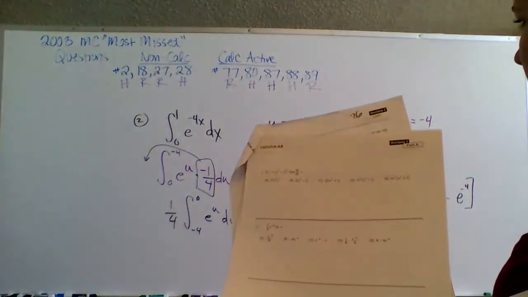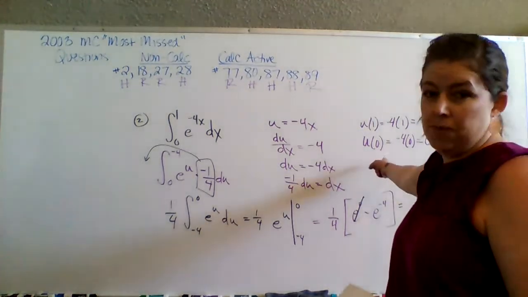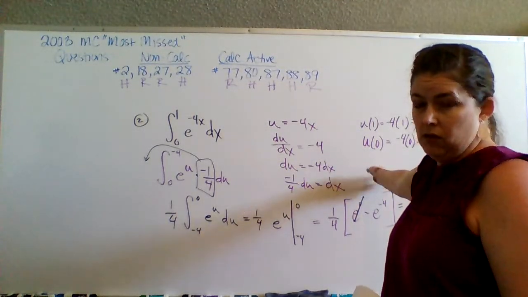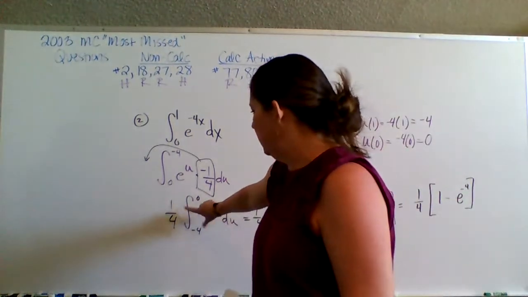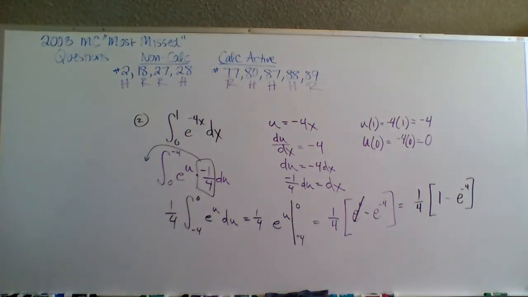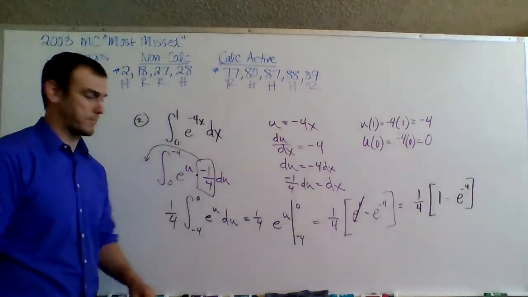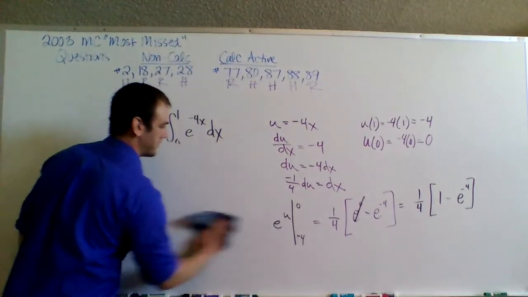So most likely, if you miss this one, my guess would be you either forgot to change your boundaries to be in terms of u, so you never have to change back in terms of x, or maybe you forgot to flip and negate. Those would be thoughts. Did you sub wrong? Something like that. Okay, cool, moving on.